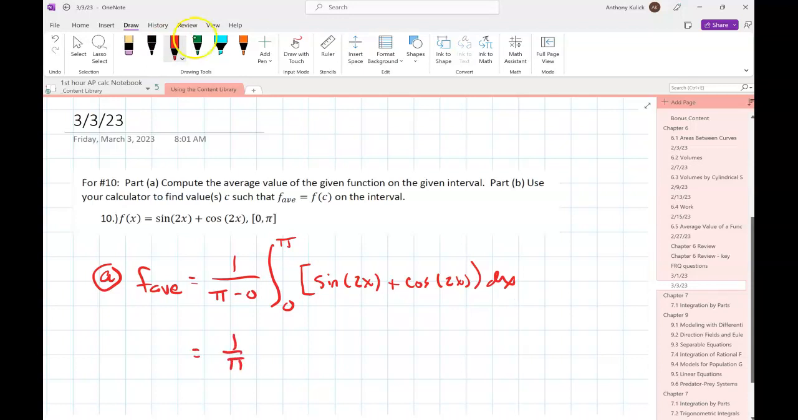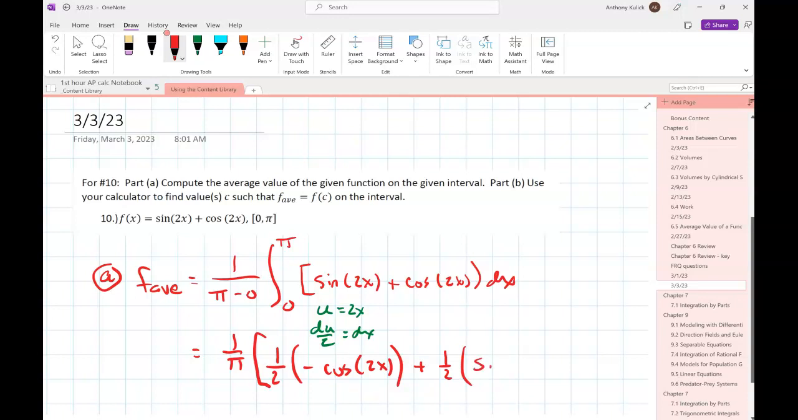To do the antiderivative of sine 2x, what do I need to use? Yeah, you should do a u sub. So du over 2 is going to equal dx. So I have 1/2, and then the antiderivative of sine is negative cosine. And then I'm going to just put the 2x's back in. And then the same thing over here. The antiderivative of cosine is sine, right? And we're evaluating from 0 to pi.